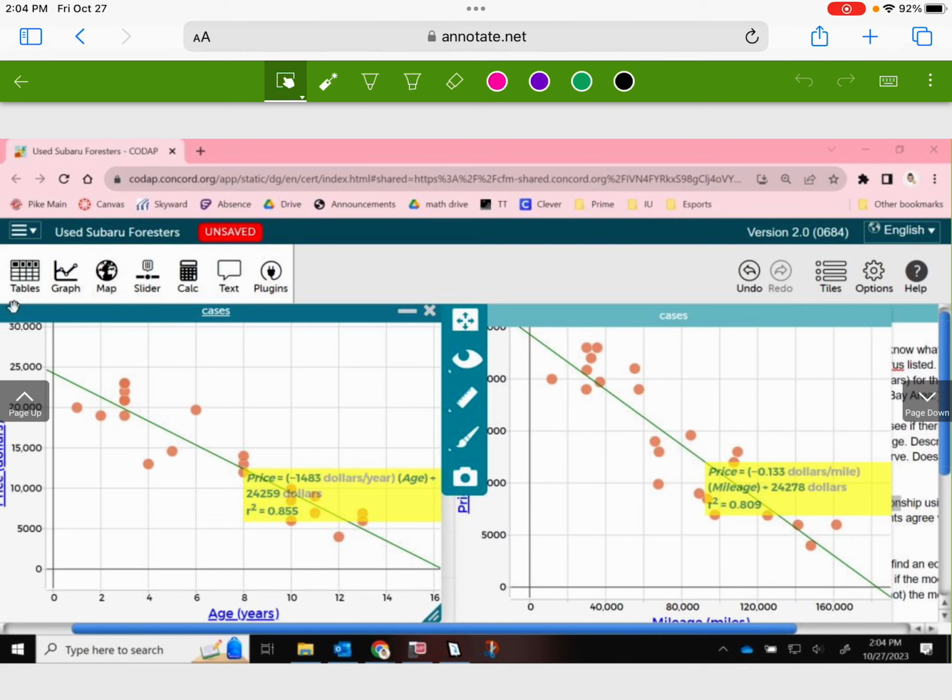Age is what we have on our x-axis. This guy right here, 24259, is right here. It's my y-intercept. It won't line up.